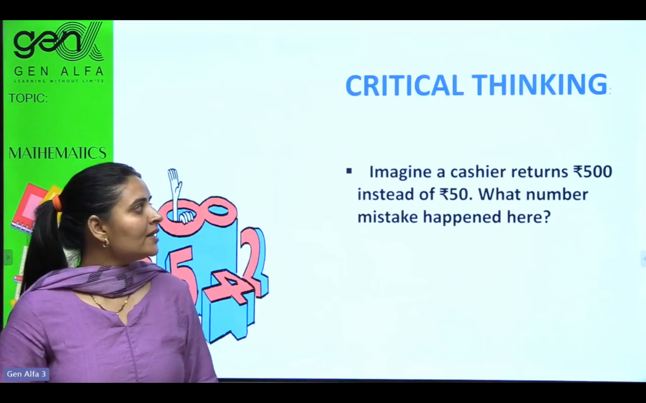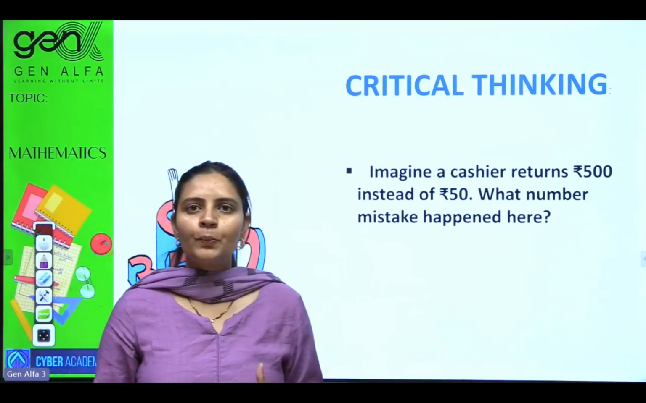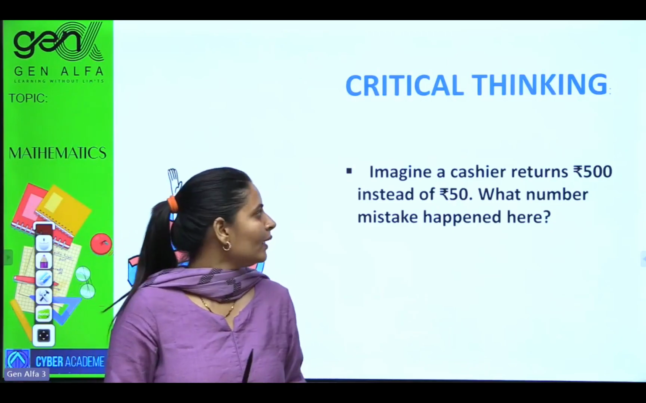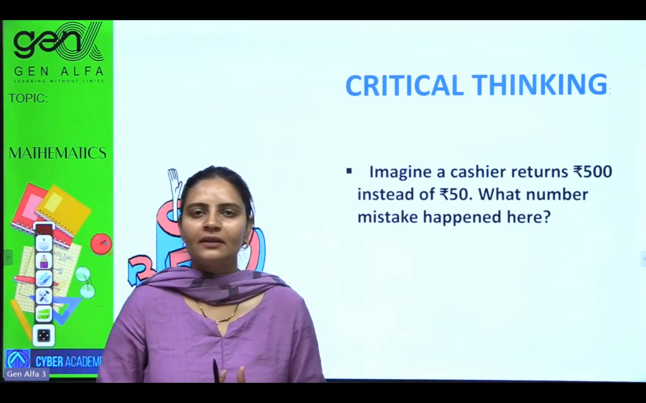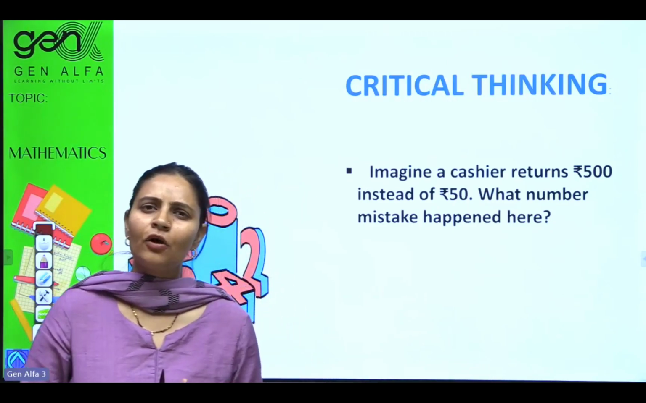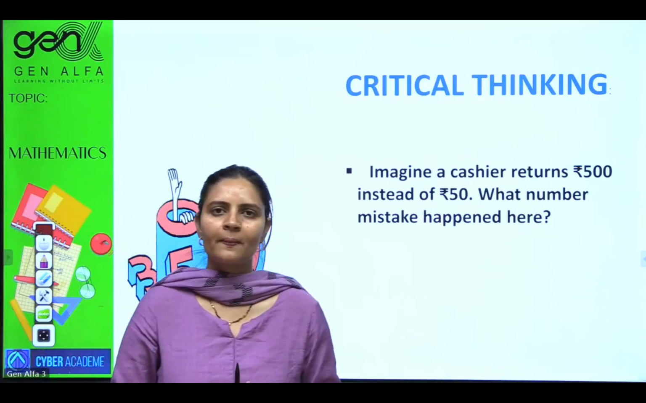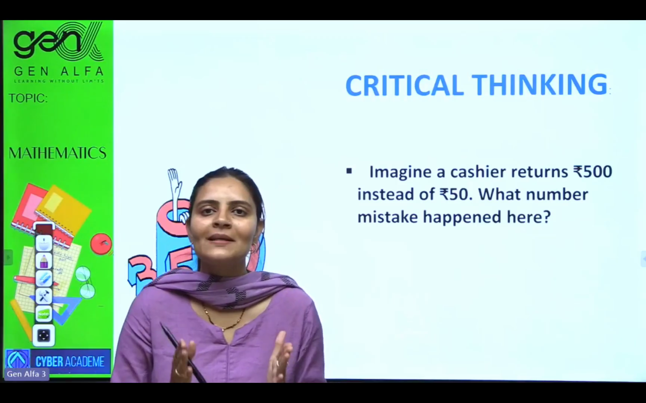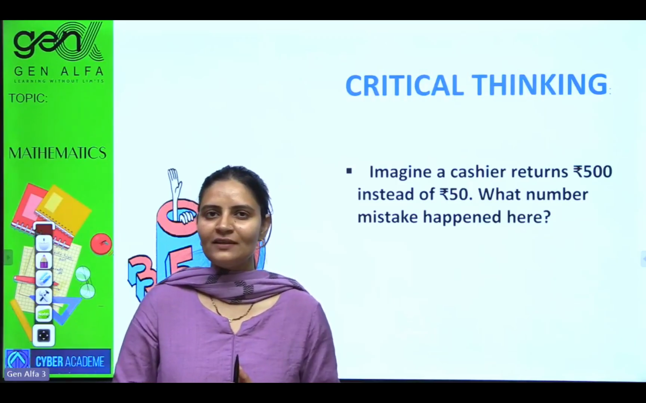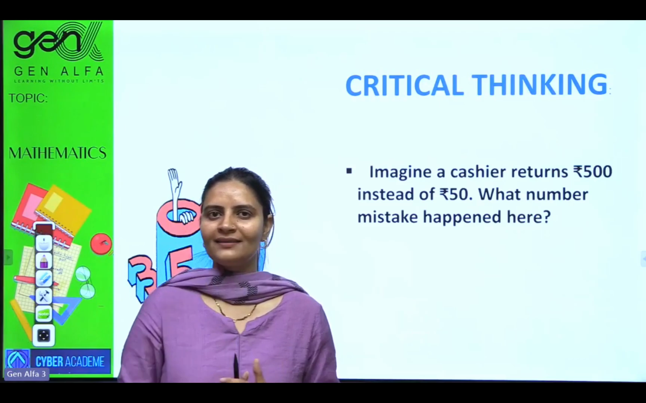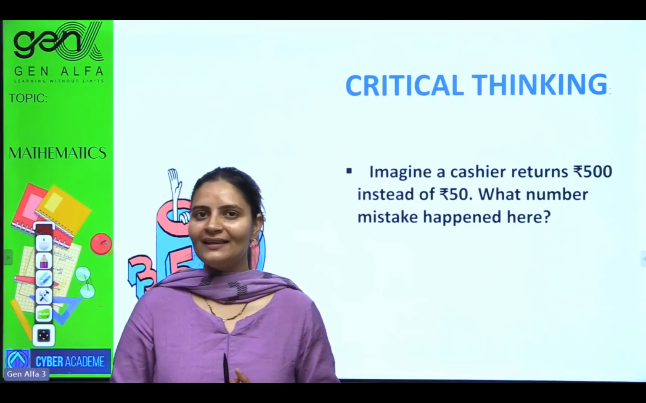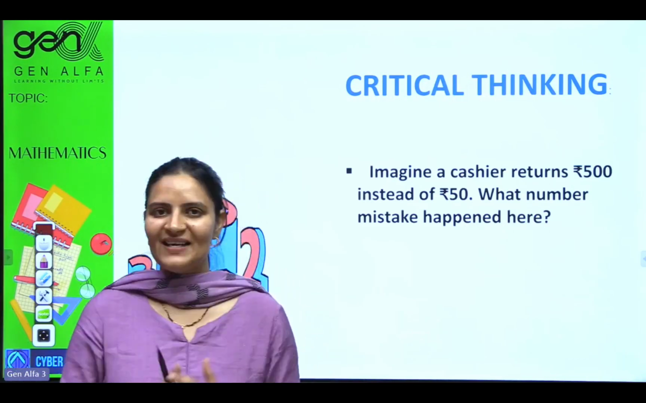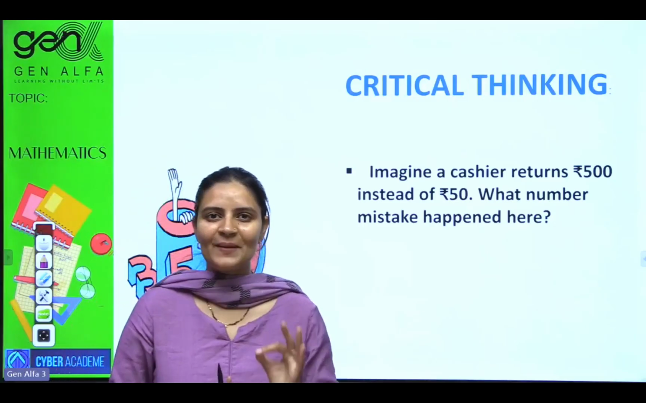Imagine Acacia returns rupees 500 instead of rupees 50. What number mistake happened here? Is it just a matter of one 0? No, it's a matter of the whole place value concept. That is the difference. What if I put 0 before 1? That would be 1 only. What if I put 0 after 1? That would be your 10. So that is the concept we need to focus upon.